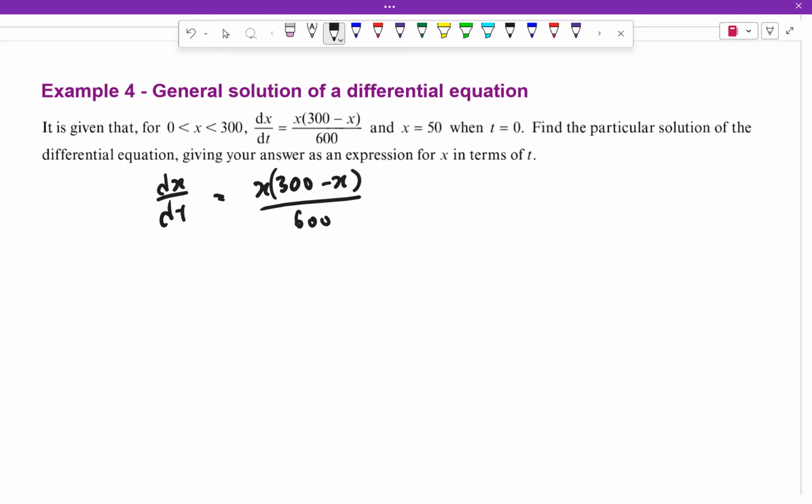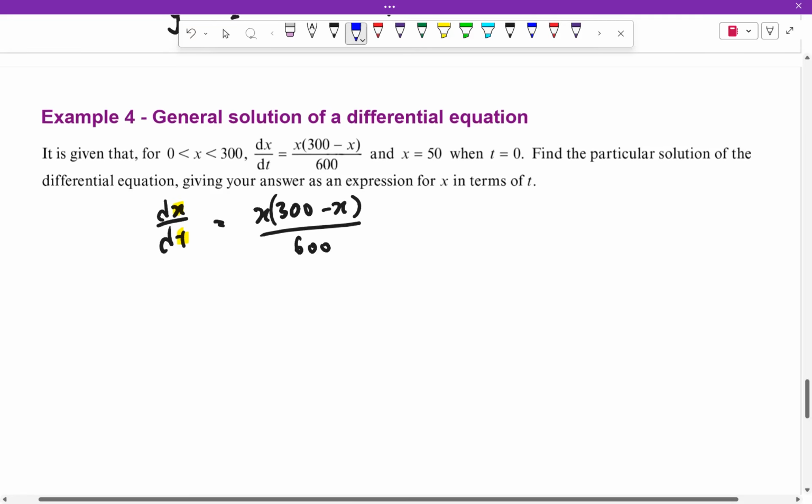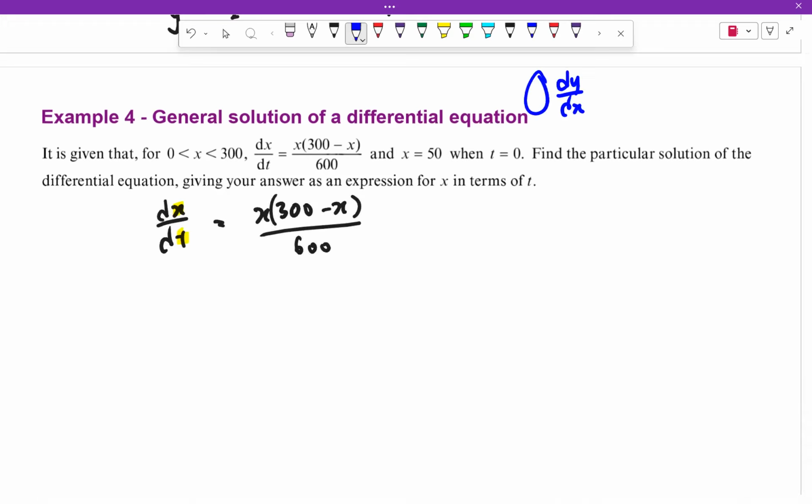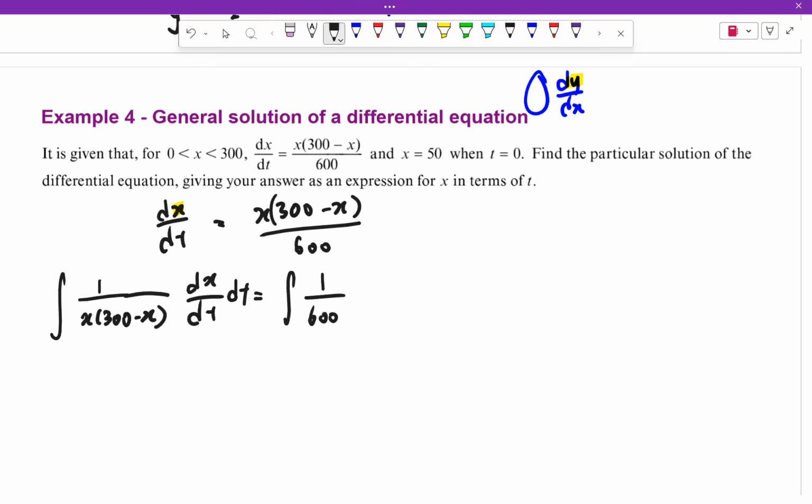Why is there no y? Obviously, because here we are in terms of x and t. Okay, but where is t? We refer back to our dy dx. Whenever we are doing dy dx, we need y to be here. So that means in this case, we need our x on my side. So hence, what I need to do is integration of 1 over x 300 minus x dx over dt equals to, here is dt, integral of 1 over 600 dt, like that.